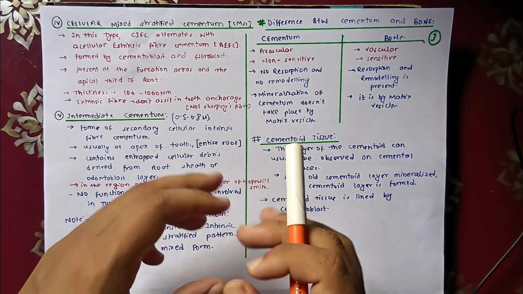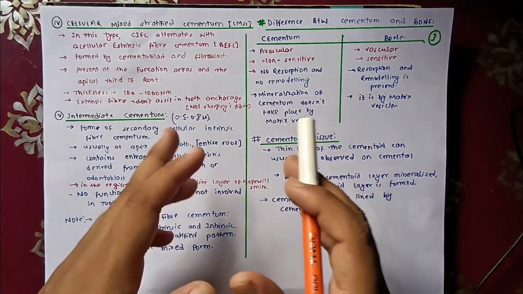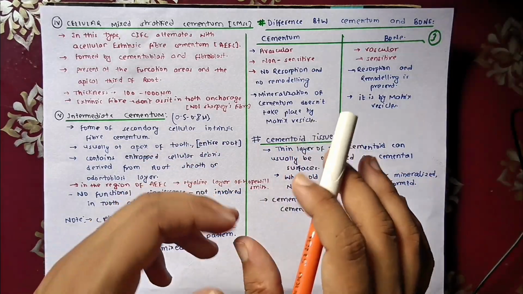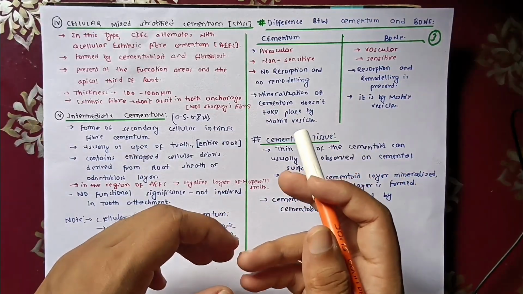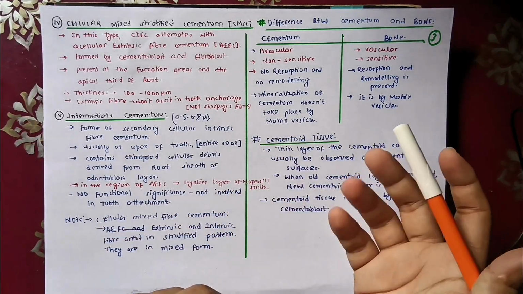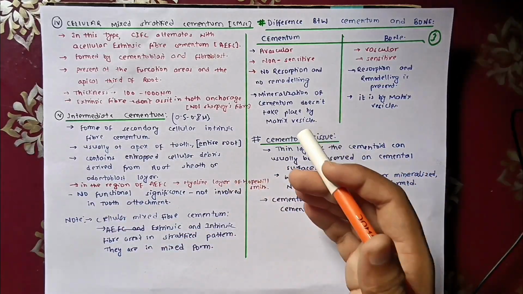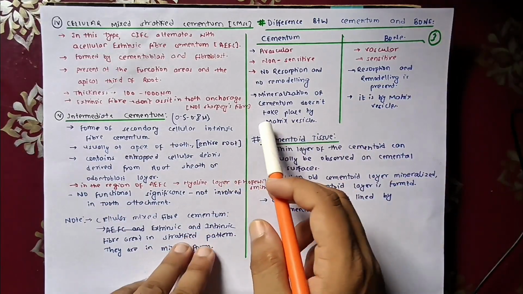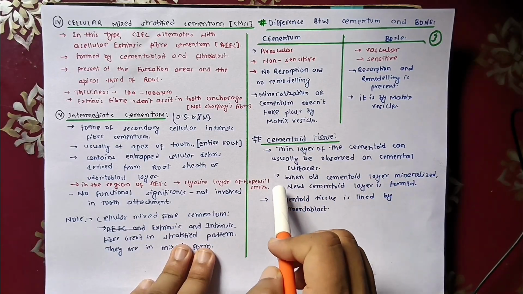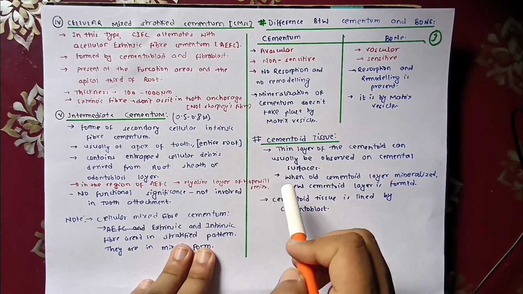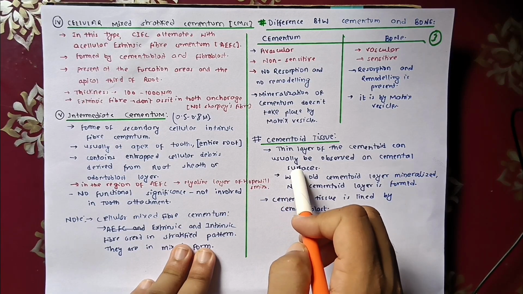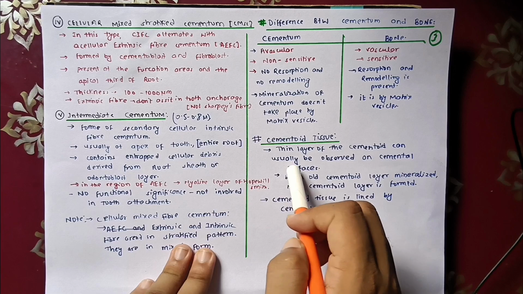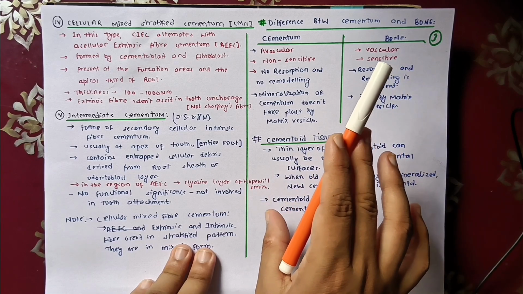Mixed means, you should remember that, it contains both extrinsic and intrinsic. It is at the transition, so as I have discussed previously: extrinsic fiber, intrinsic fiber, and mixed fiber. So in mixed, it is derived from both. There is both extrinsic and intrinsic fiber present there.